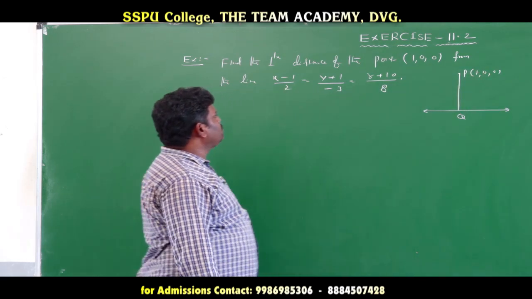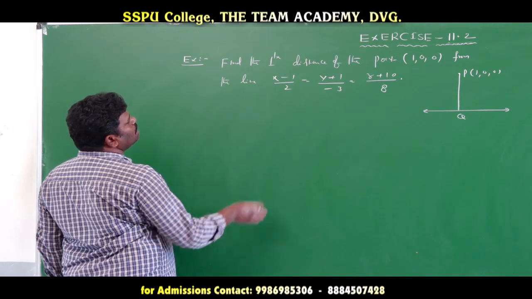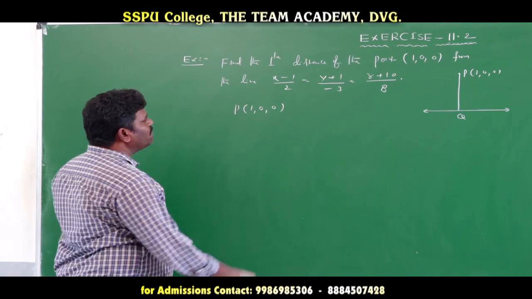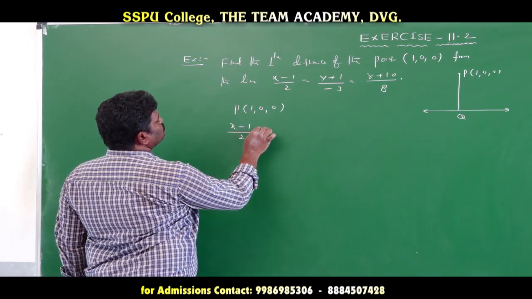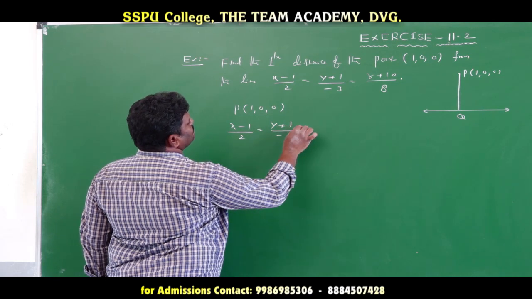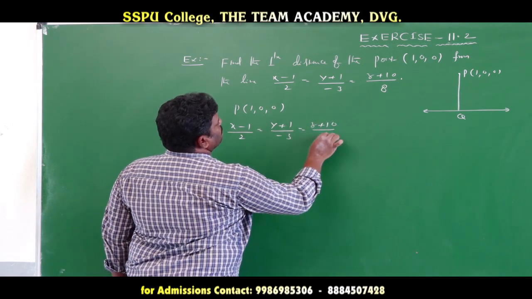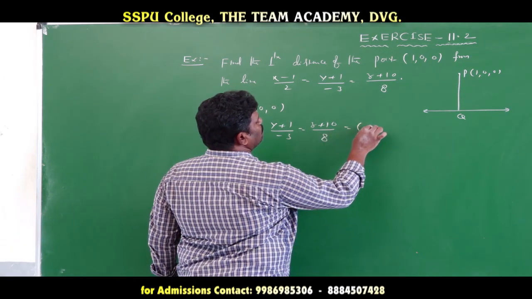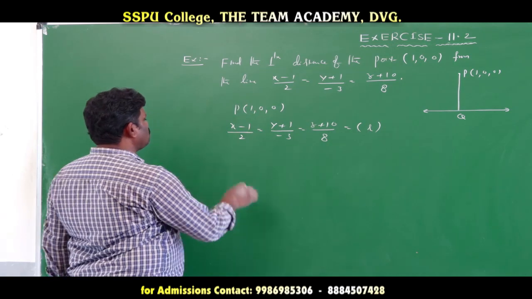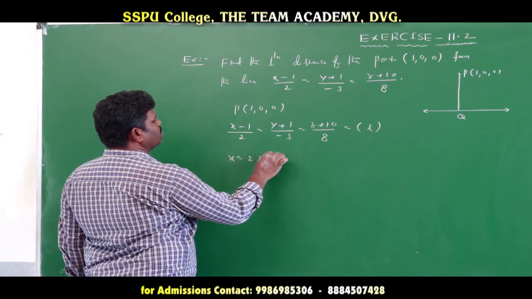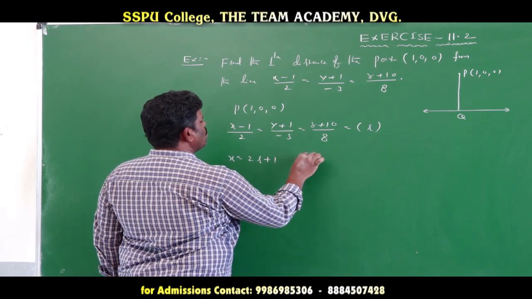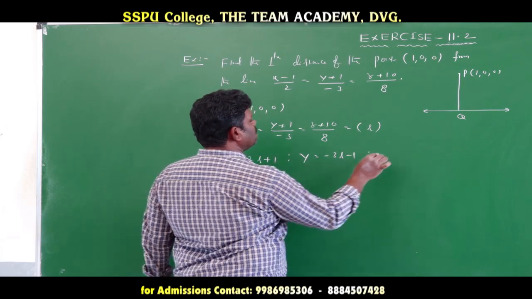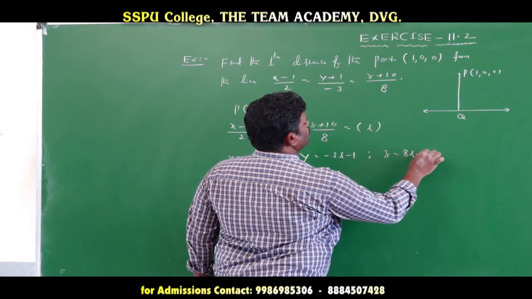Okay? So first we take the given line. Let the given point be P (1, 0, 0). The given line is (x minus 1) by 2 is equal to (y plus 1) by minus 3 is equal to (z plus 10) by 8. Now we take one point on the line, so we equate this value to some r. Now the coordinates: x is equal to 2r plus 1, y is equal to minus 3r minus 1, and z is equal to 8r minus 10.